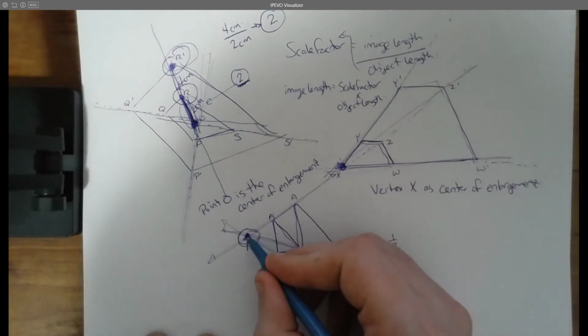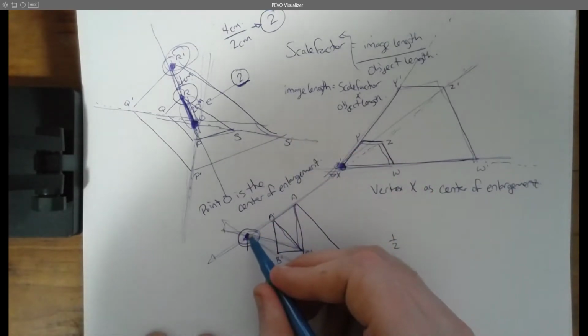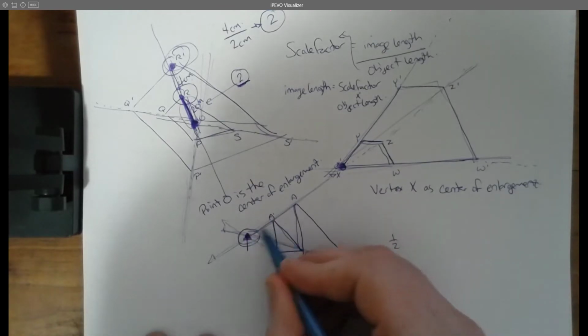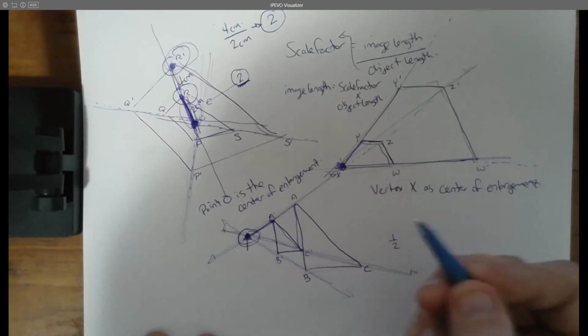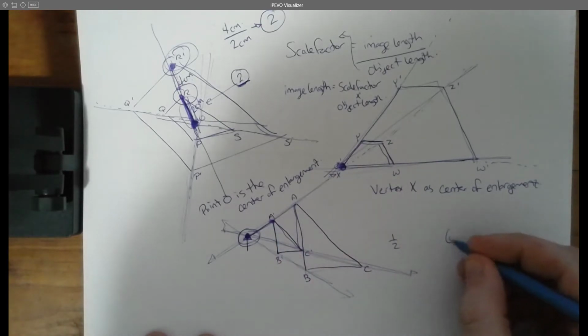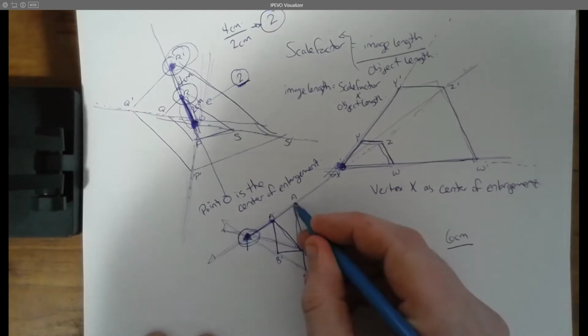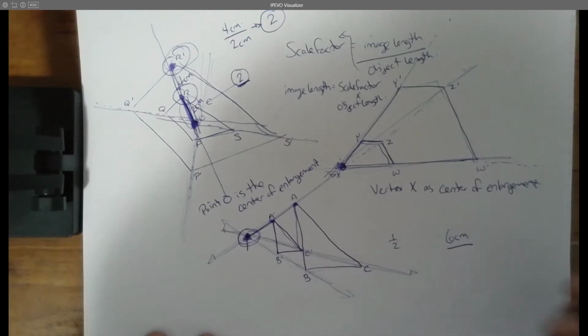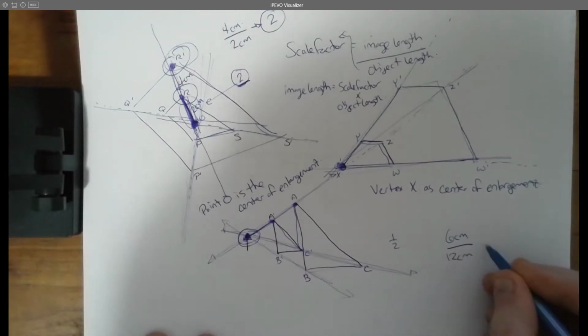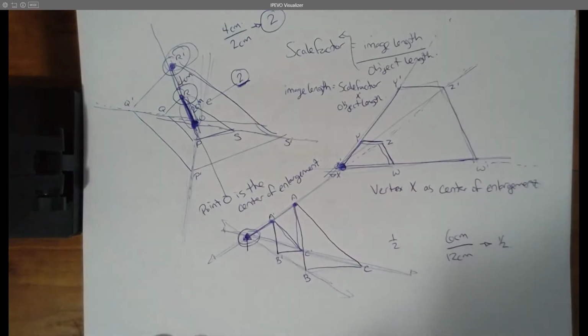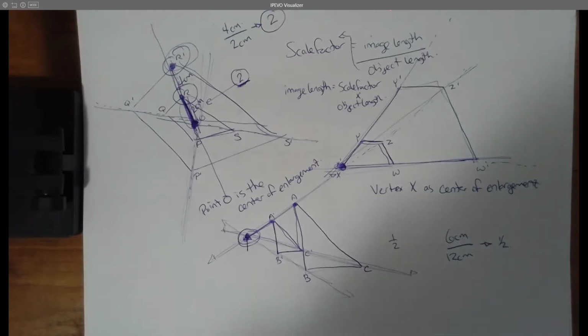And so if the distance from the center of enlargement to the image, let's say that's 6 centimeters, and the distance from the center of enlargement to the actual object, 12 centimeters, that would give us our scale factor of 1/2. And if I only knew 2 of those bits, I could use that information to solve for the remainder.